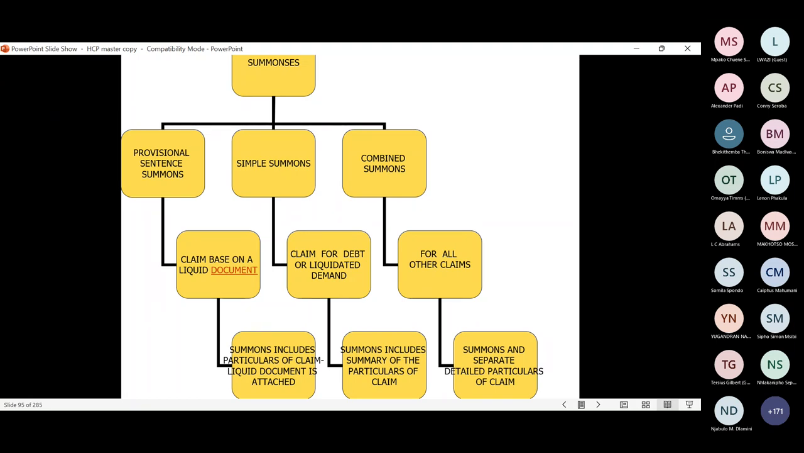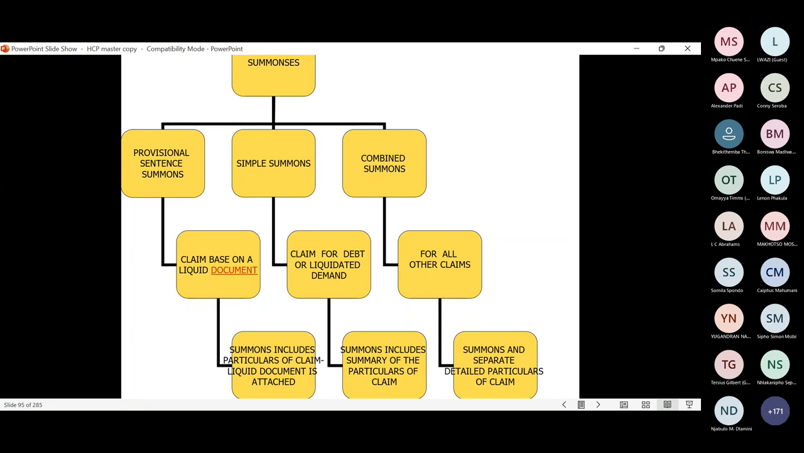So this is commercial. You can use a simple summons in those 5 instances. The combined summons, whereas the simple summons would just be a summons. It's one document, and it has a summary of the particulars of claim on the actual summons, on the document, right? The combined summons you can use in all matters, even in the matters where you could have used the provisional sentence summons or the simple summons. So you can use the combined summons in all matters if you're going to use the action procedure.